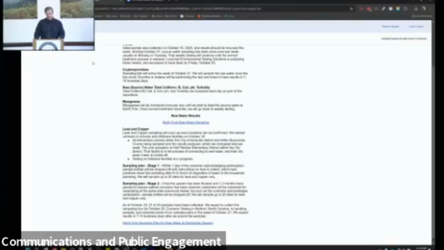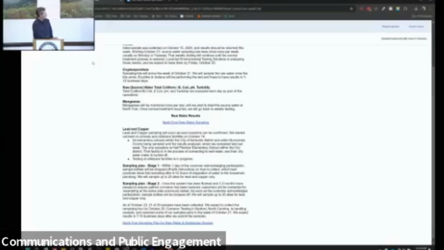Stage one has been completed. We've sent those samples off for analysis. There will be a stage two where we will go back again to every elementary school in the city and county with the exception of Hall Fletcher and test for lead again. As of October the 23rd, 21 of our 25 samples have been collected. We'll wrap that up this week. Cameron testing in Sanford, North Carolina is handling our lead analysis, and I've already received some of our samples. They will get the rest before the end of this week. And again, industry standard, we expect 7 to 10 business days turnaround on the results.